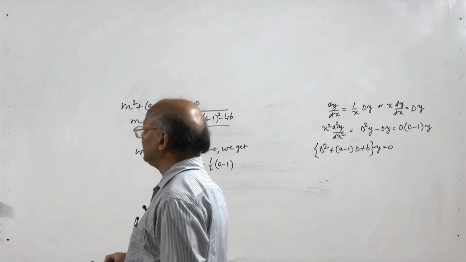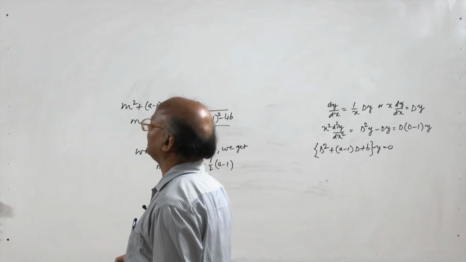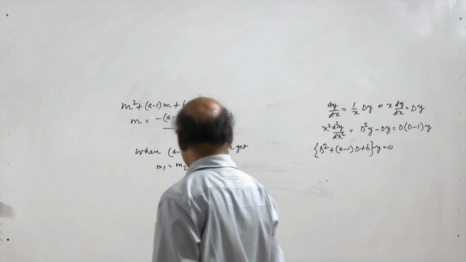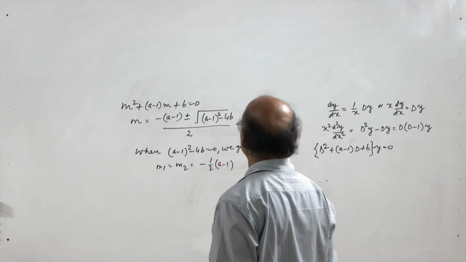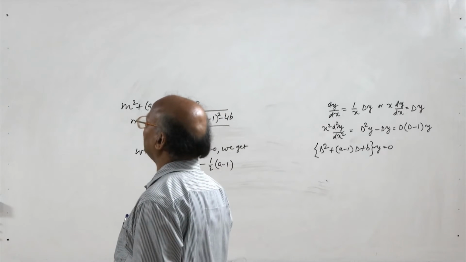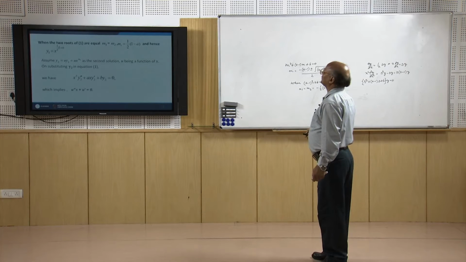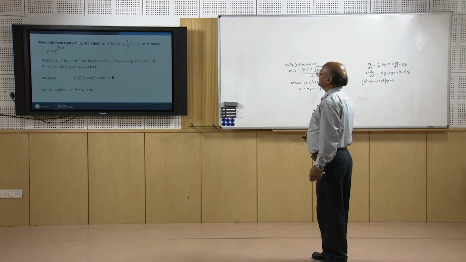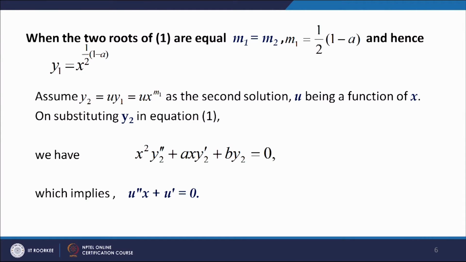So, what we will do is we will apply the method of variation of parameters. One solution is, m1 is 1 by 2 into 1 minus a. So, one solution is y1 equal to x to the power half (1 minus a). Now, let us assume the other solution y2 to be some u times y1, where u is the unknown function which is to be determined in such a way that y2 is a solution of the given differential equation, the second solution. So, u is some function of x.